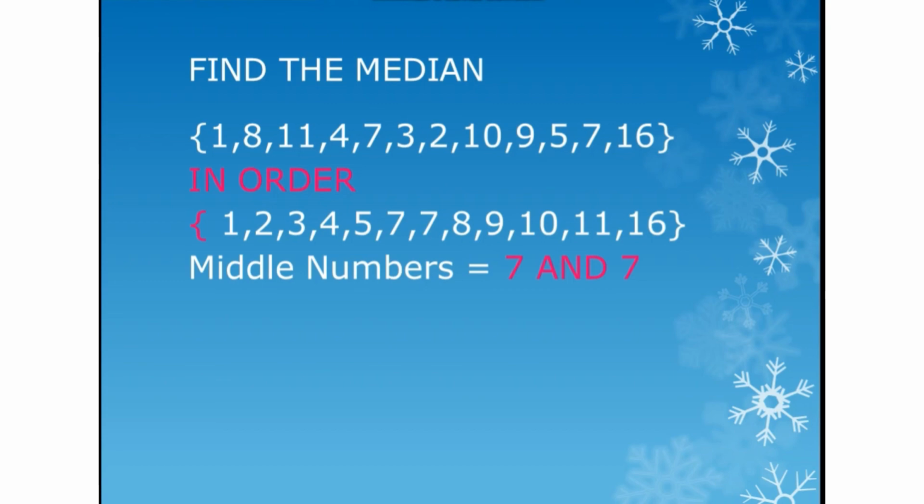When you have two middle numbers, which are 7 and 7, you need to find the mean of those numbers. But because the two middle numbers are the same numbers, we already know that 7 is the median. But just for illustration, we'll work it out. 7 plus 7 is equal to 14. 14 divided by 2 is equal to 7. Therefore, our median is 7.